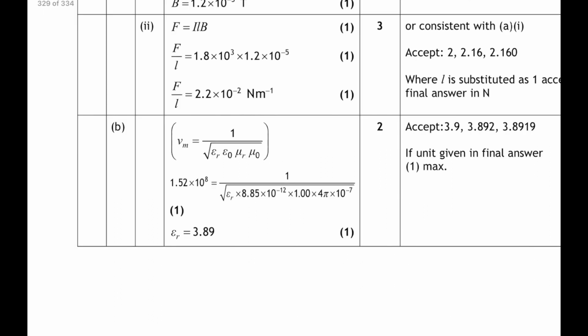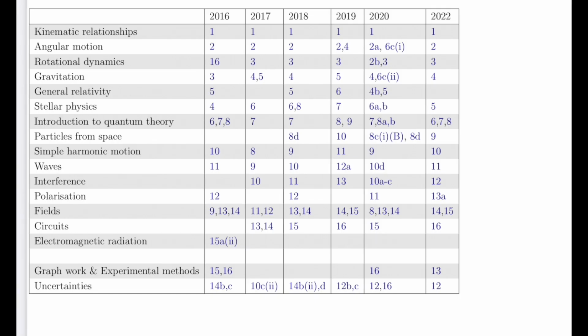And notice on the right hand side of the answers, it says that if a unit is given in the final answer, you're only going to get 1 mark for your substitutions if you've done them correctly. Again, pretty tricky. That's it for this video then. I suppose the lesson is don't mix up your E naughts and your mu naughts.